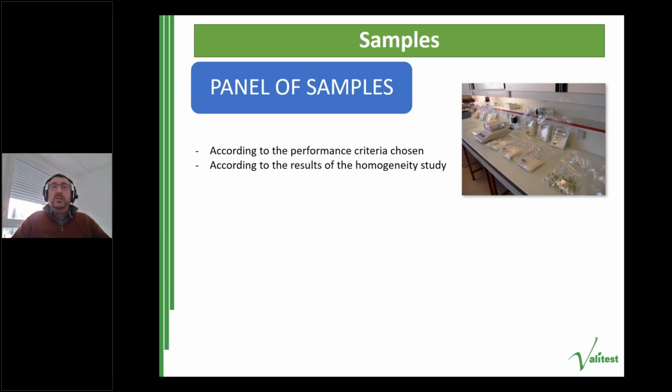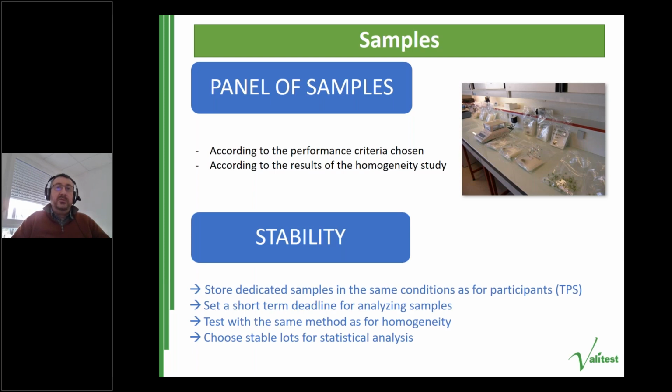When you want to constitute your panel of samples, you have to do this according to the performance criteria that you have chosen before, and according to the results of the homogeneity study. And finally, for the stability, you should store dedicated samples in the same condition as for participants, set a short-term deadline for analyzing samples, test with the same method as for homogeneity, and choose stable lots for statistical analysis.